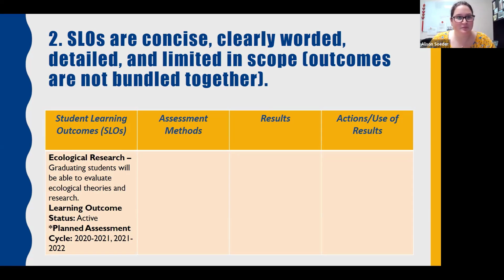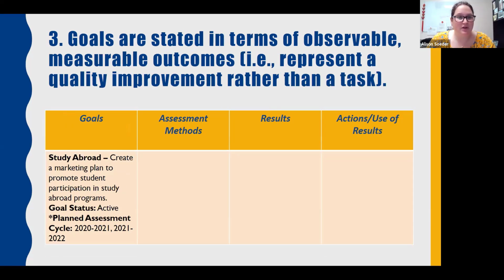All right, so example number 3, perfect. Goals are stated in terms of observable, measurable outcomes. A hint on this one is that they represent a quality improvement rather than a task. For this goal, we're looking at study abroad. We are going to create a marketing plan to promote student participation in study abroad programs.